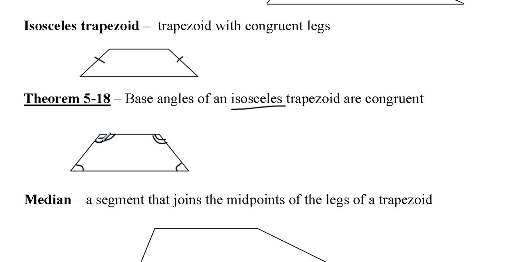Now, when we say base angles are congruent, we don't mean that these two are congruent. They would be supplementary because these lines are parallel and they're same side interiors, but they are not congruent to each other. It's these base angles that are congruent, and these base angles.